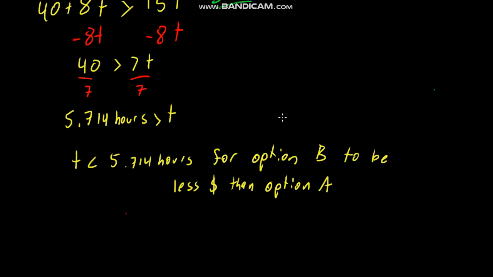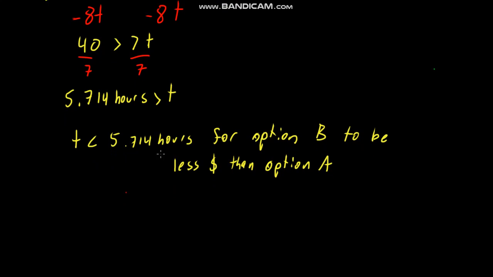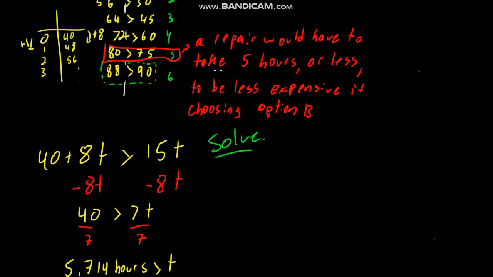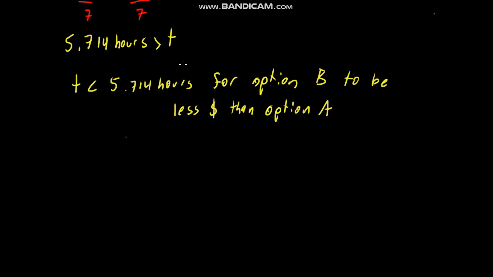There is a different way for us to take a look at this question. This coincides with the work that we did over here, and we know that if it's 5 hours or less to be less expensive in choosing option B, that still works with us because we chose the nearest whole number and we didn't round up. So this still works with our whole number approach.